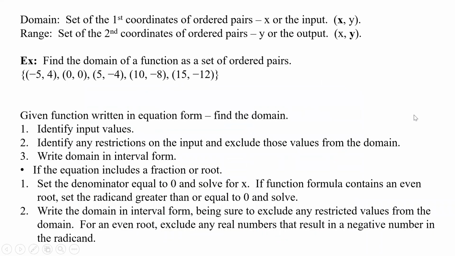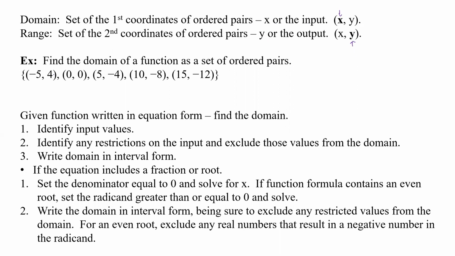Now, as we saw in 1.1, the domain is the set of the first coordinates of the ordered pairs, basically your x's, which are the inputs. And so this is going to be all of your domain. Then the range is the second set of coordinates, basically the y's, the outputs. And so this is going to be the second part of the ordered pair.